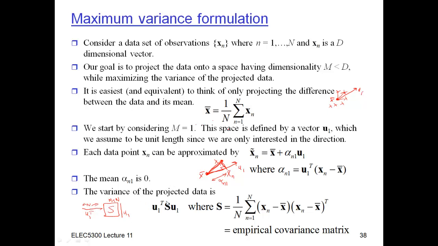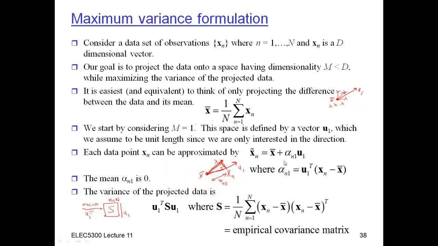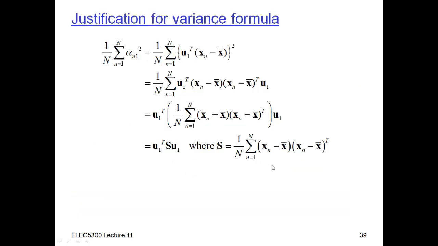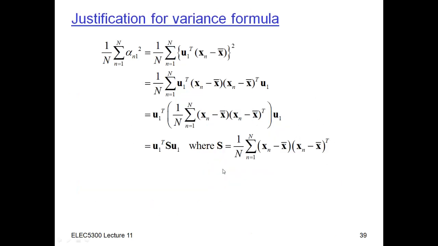So how do I know that this is true? Well, I can simply compute the variance of these alpha sub n1s. I do that here. Remember the mean is 0, so the variance is just the average value of alpha sub n1 squared. I'm going to substitute in the formula that I got over here for alpha sub n1, the dot product that I got from this analysis over here. I'm going to note that this is just a scalar, so I can take its transpose and I'll get the same thing here.